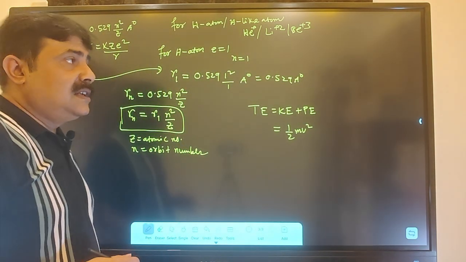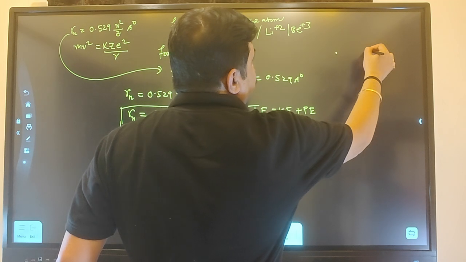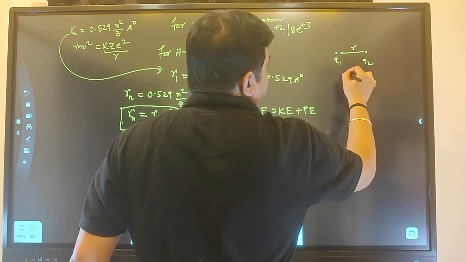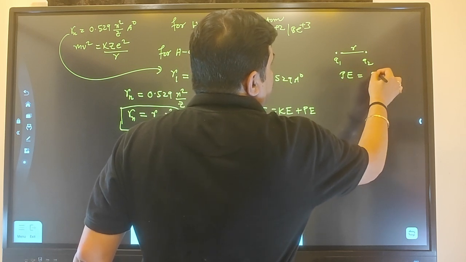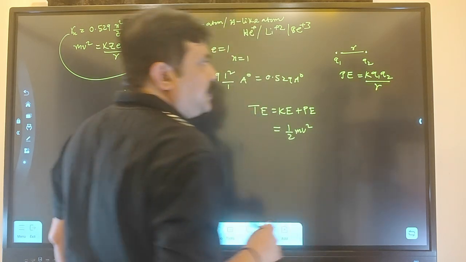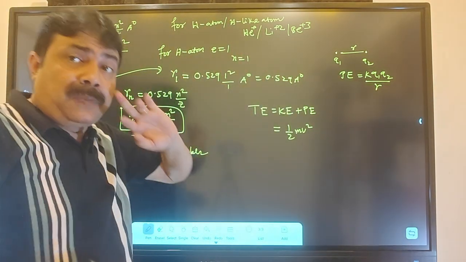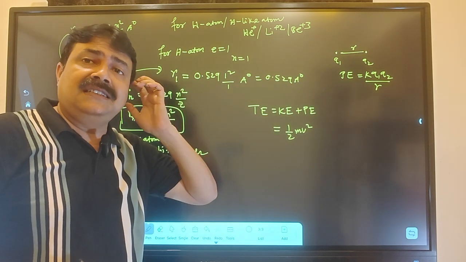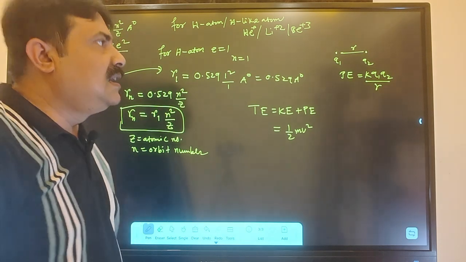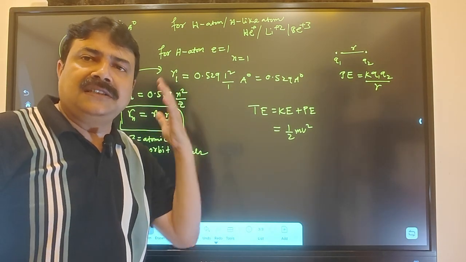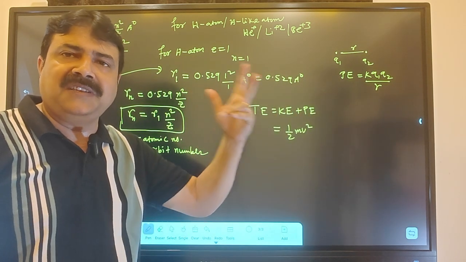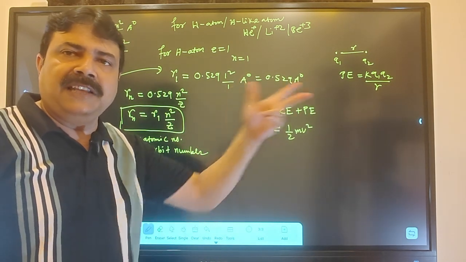Potential energy means what? Suppose you have two charged particles, Q1 and Q2, and in between the distance is R. Then potential energy will be K into Q1 Q2 by R. If like charges are there, the sign will be positive. If unlike charges are there, that means plus plus is positive, plus minus is negative. Here the electron is a negative charge and the nucleus is a positive charge, so the sign will be negative. Plus minus means attraction, plus plus repulsion, minus minus repulsion.